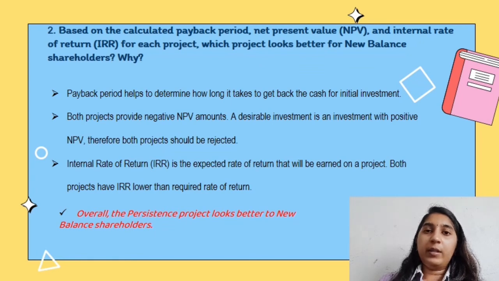Moreover, IRR is the expected rate of return that will be earned on a project. Both projects have an IRR lower than the required rate of return. However, taking into account the IRR value that is closer to the required rate of return, Persistent is better than Sneaker because it has an IRR closer to the required rate of return, providing a better chance of strong growth. Overall, the Persistent project looks better to a New Balance shareholder.